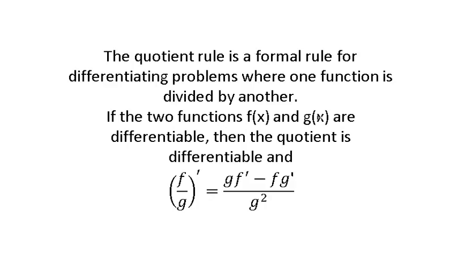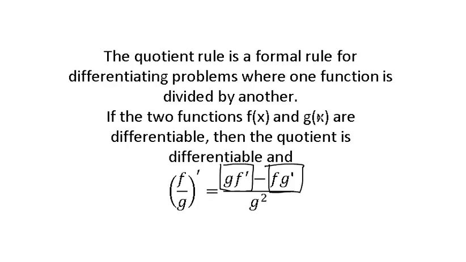If the two functions f of x and g of x are differentiable, then the quotient is differentiable and the derivative of f over g equals g times f prime minus f times g prime over g squared. Be sure not to mix up these two parts of the rule because they're not interchangeable. You can't just take whatever you want to do first.